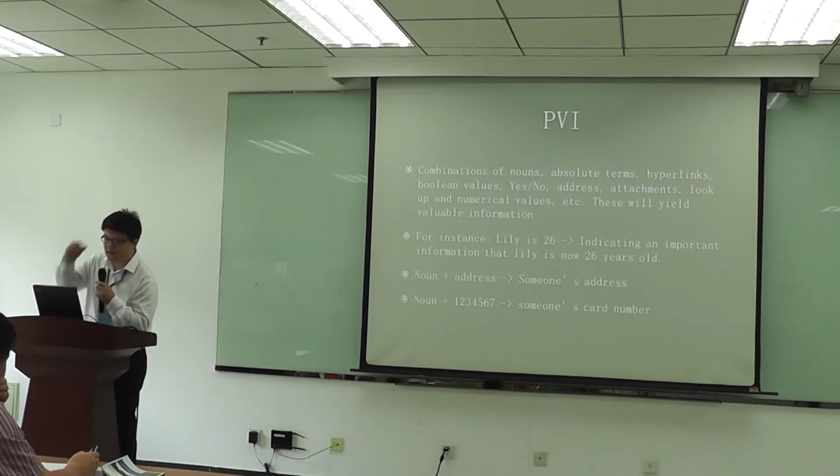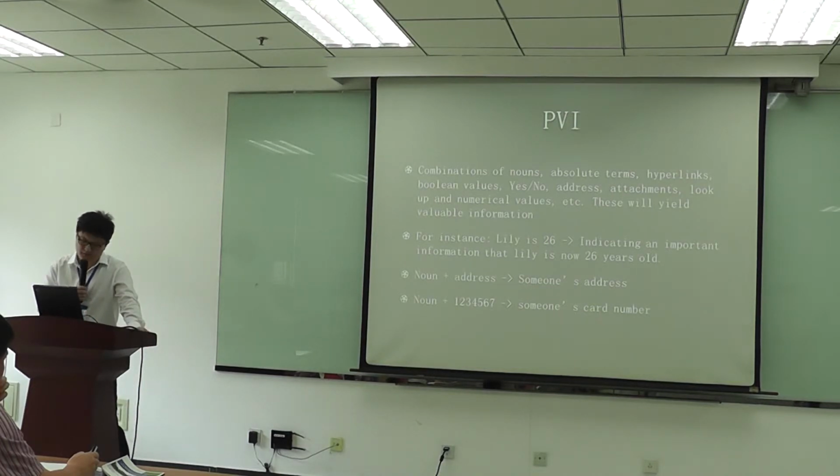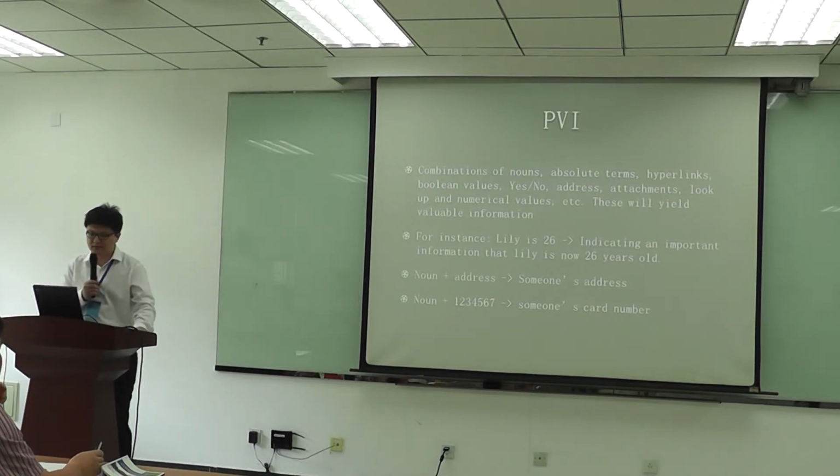For example, Lily is 26. That indicates Lily, she is now 26 years old. And then, for instance, a noun plus an address, that means someone's address. Same thing for the number.